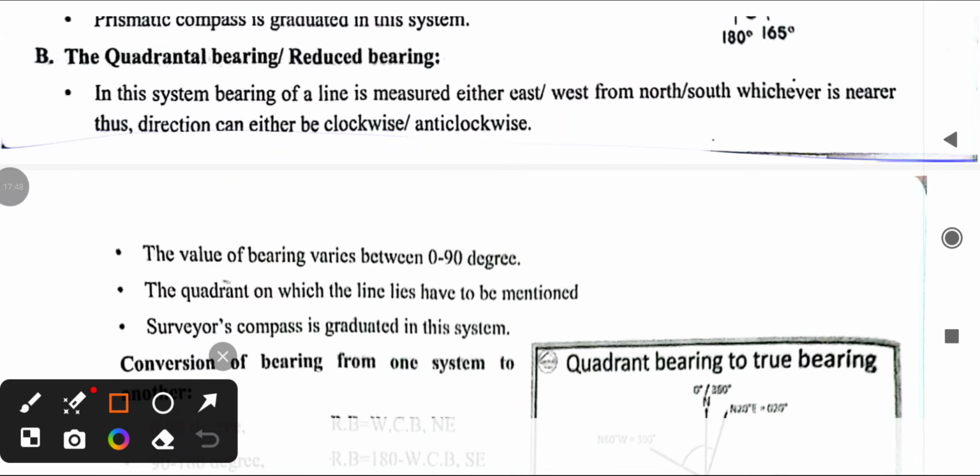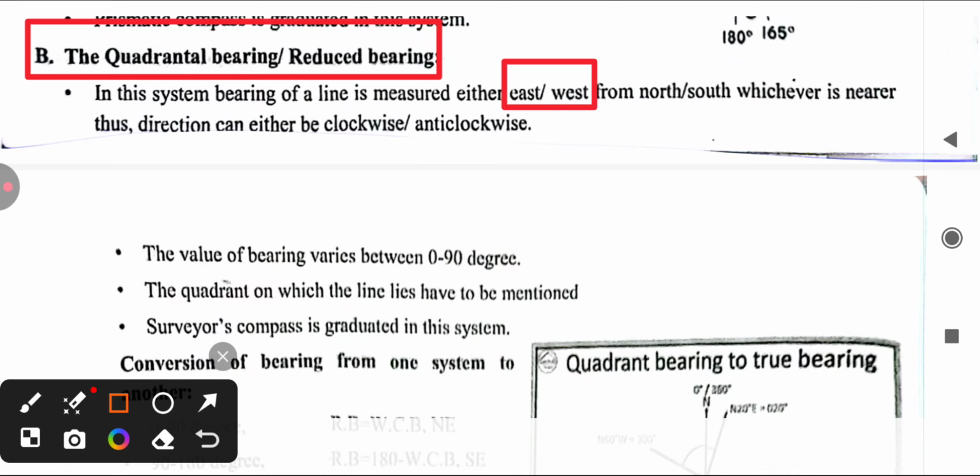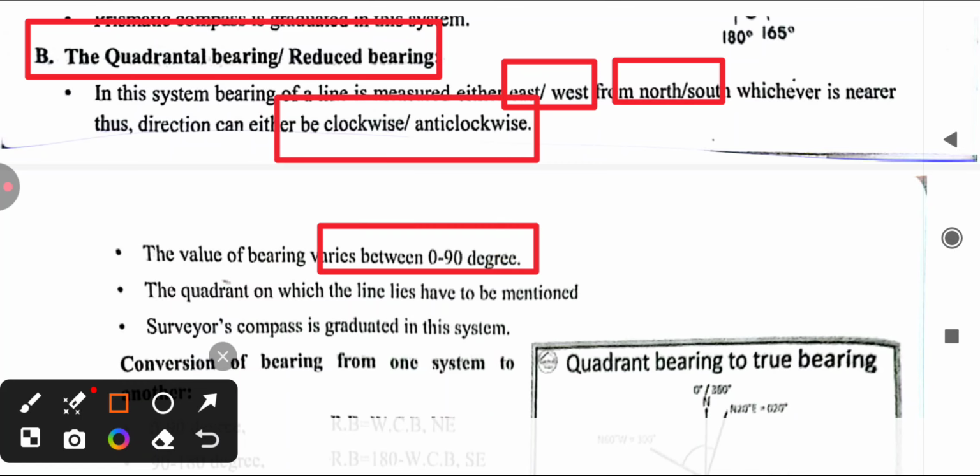Quadrantal bearing, or reduced bearing. In this system the bearing of a line is measured either east or west from north or south, whichever is nearer. Thus the direction can be either clockwise or anti-clockwise. The value of bearing varies from 0 to 90 degrees, and the quadrant in which the line lies has to be mentioned. The surveyor's compass is graduated in this system.